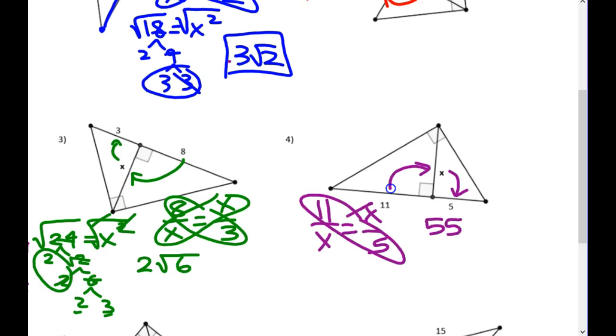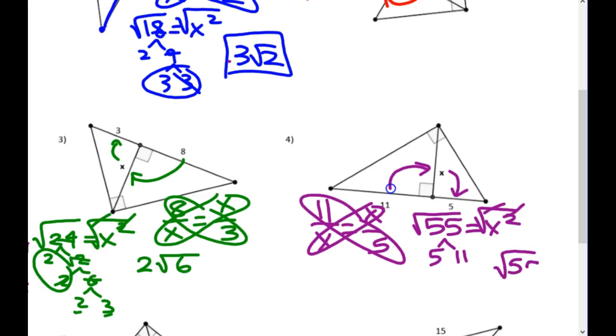Big over middle, middle over small. 11 over x equals x over 5. 11 times 5 is 55. X times x is x squared. Square root, square root. Now 55 is 5 times 11. There's no pairs. So the square root of 55 is the answer.